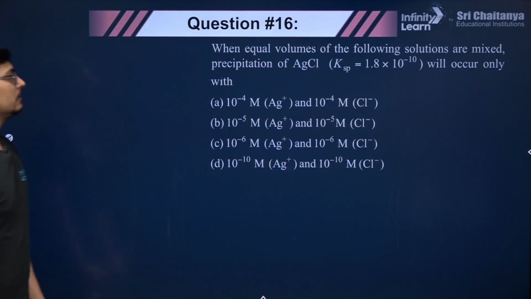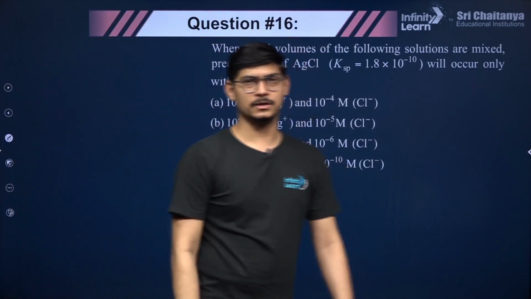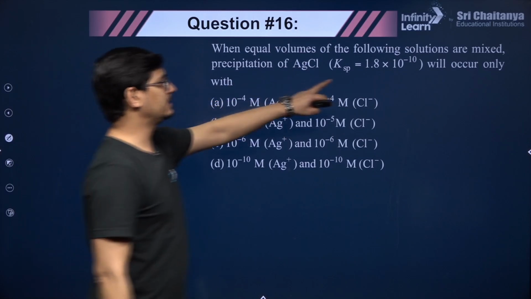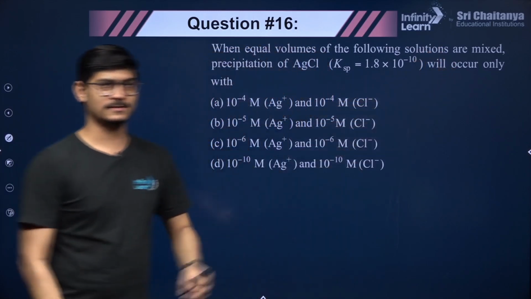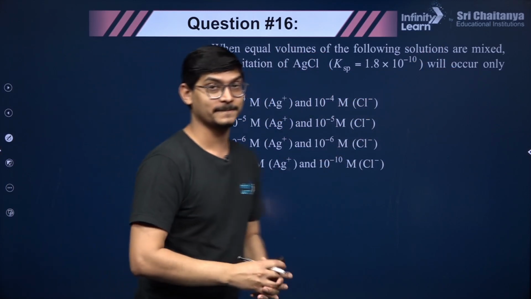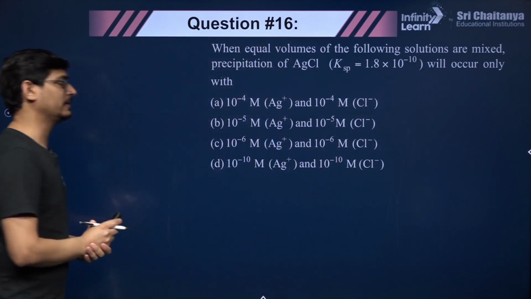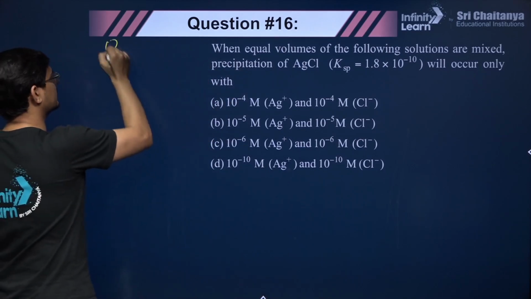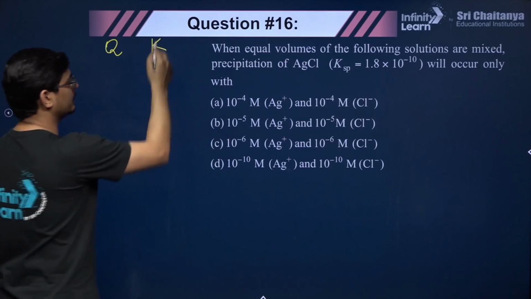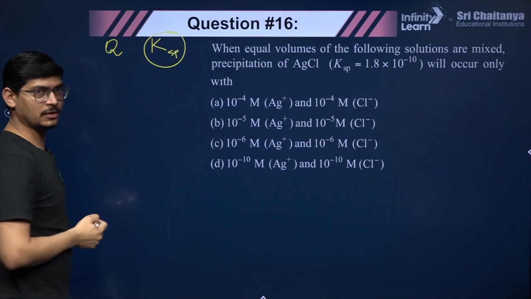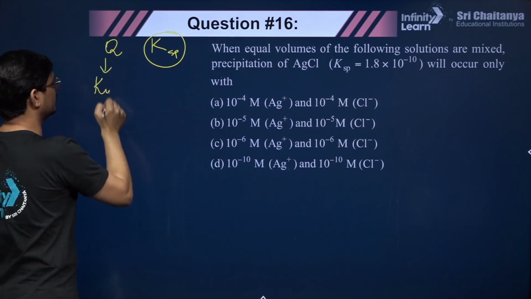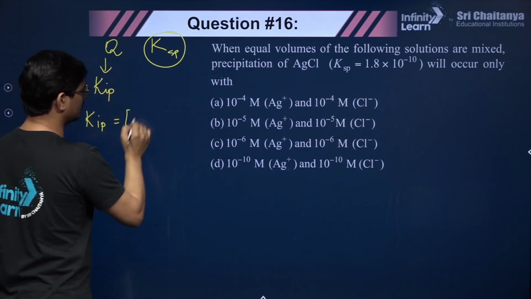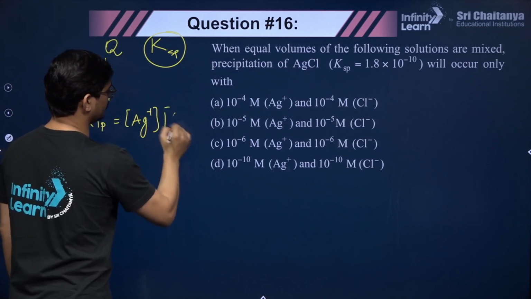Alright. Moving to the next question. When equal volumes of the following solutions are mixed, precipitation of AgCl. So this question I took because whenever I discuss this question in the class, almost everybody makes a mistake, right? And these kinds of questions, they do come in JEE. So what you have to do here is that this case is similar to the QC and KC, right? Here K is KSP, the solubility product constant of the salt, and Q is replaced by KIP, which we call ionic product. Okay, so for AgCl, ionic product is simply the concentration of silver ion and the concentration of chloride ion, right?